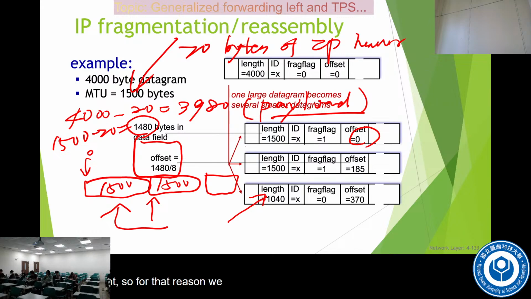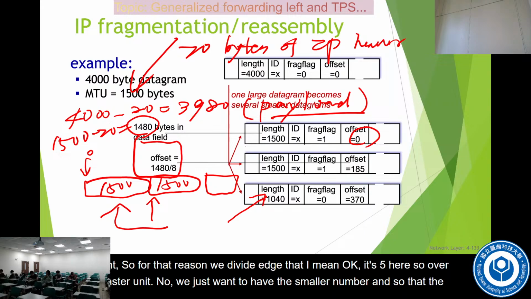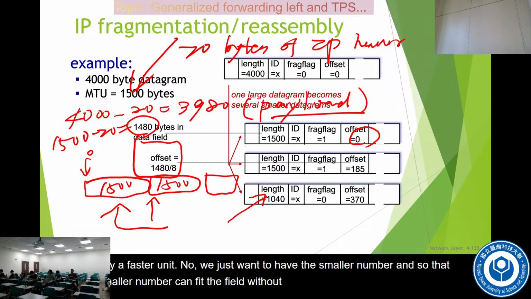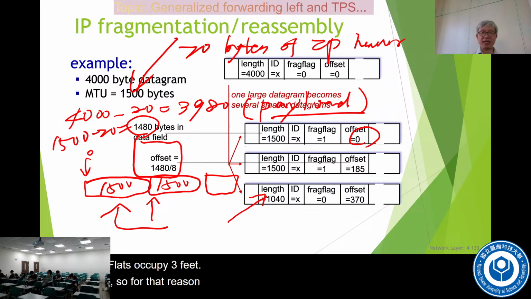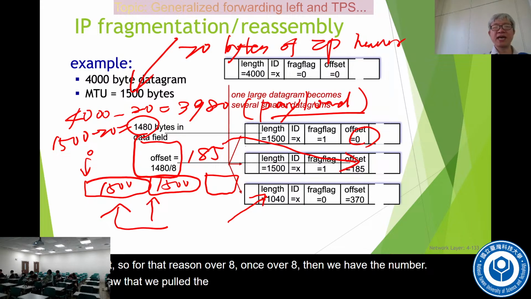It doesn't mean it's bytes here. What's the unit? No, we just want a smaller number so that it can fit the field without the size of the flags. Flags occupy 3 bits. So for that reason, over 8. Once we divide by 8, we have the number, and we put that number into the offset here.